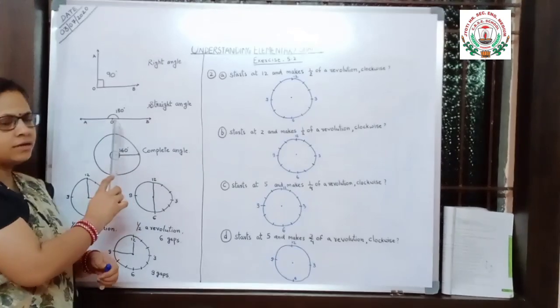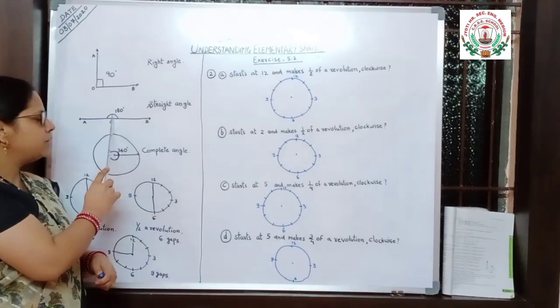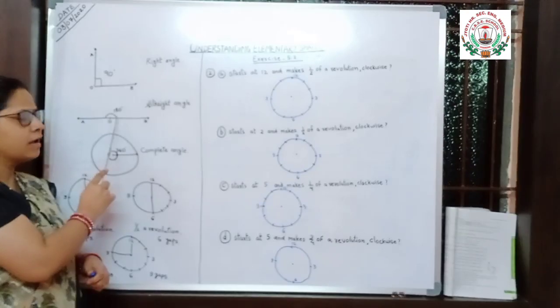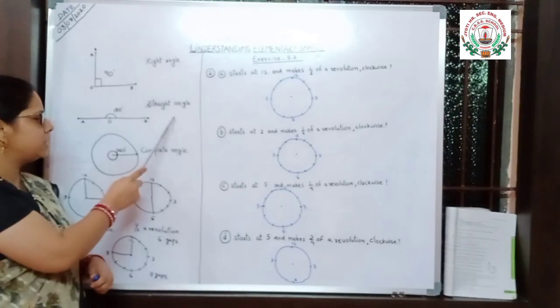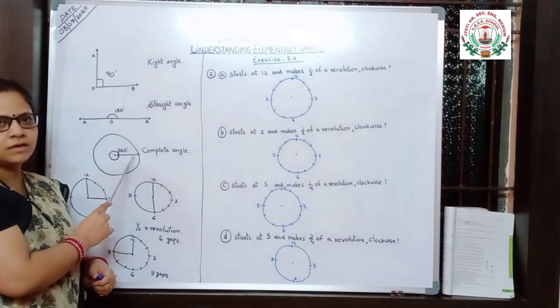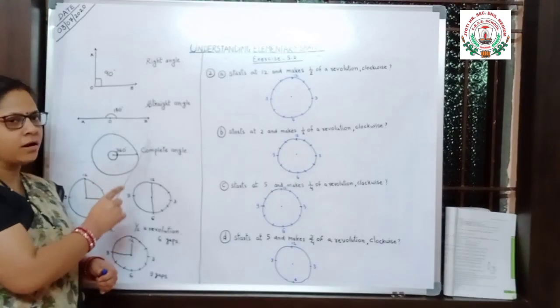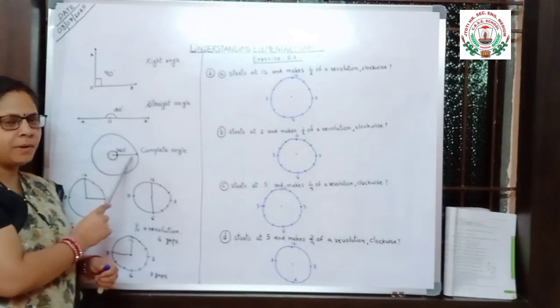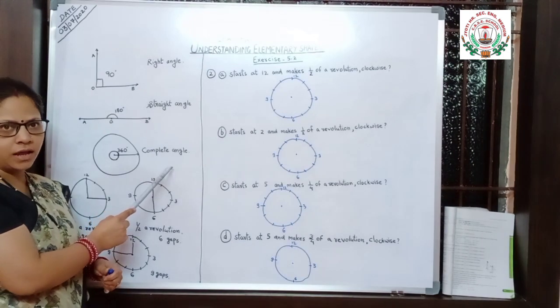Now a straight angle is a straight line forming a 180-degree angle at the center. It is called a straight angle. And a 360-degree angle means a complete round. So as it is a complete round, it is also called a complete angle.